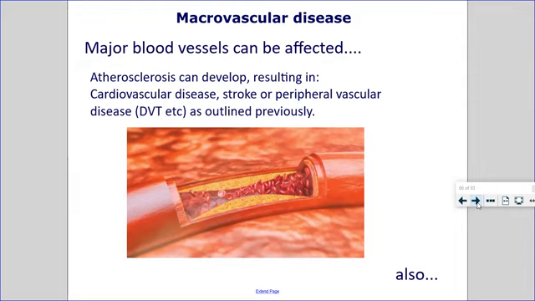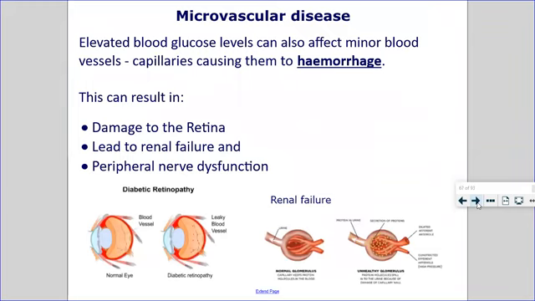So diabetes can increase the chances of damage to major blood vessels, and it can increase the chances of atherosclerosis, which in turn we've learned is a root cause of a lot of cardiovascular disease. But also the smaller blood vessels in the body can be damaged or hemorrhage, which basically means that they bleed. So the retina, or in the eye, is quite a common place for damage. The kidneys or renal failure can be quite common with diabetics. And then peripheral nerve damage or peripheral nerve dysfunction. So nerves at the extremities of the body can be quite commonly damaged.